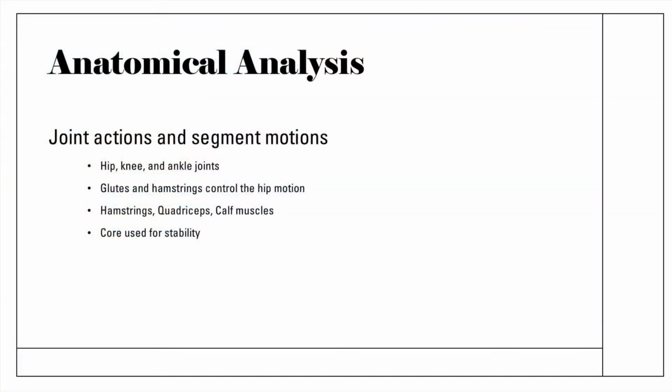The joints and segment motions involved in this movement are the hip, knee, and ankle joints. The glutes and the hamstrings are the main muscles controlling motion of the hip during the kick. Other muscles involved in this action are the hamstrings, quadriceps, and calf muscles. The core muscles are also used for stability during the kick.